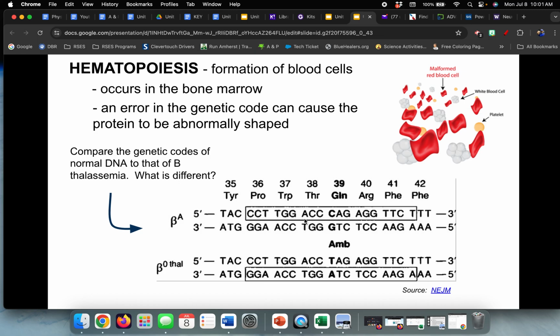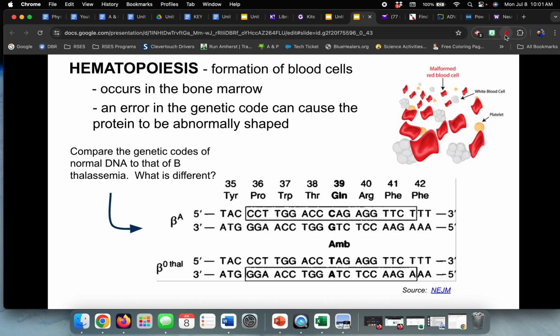How do we make blood cells? Well, it's a process called hematopoiesis, and in that case, we are forming blood cells in the bone marrow. So hopefully we're familiar with where that is from our unit on the skeletal system. But sometimes you can have an error that causes a protein to be shaped wrong. And that's when we were talking about sickle cell anemia and our other disease shown here.